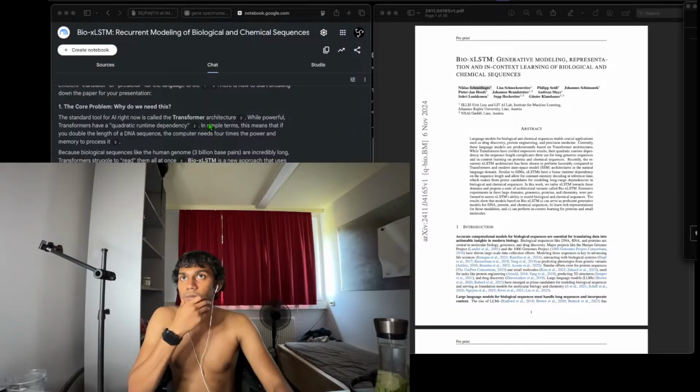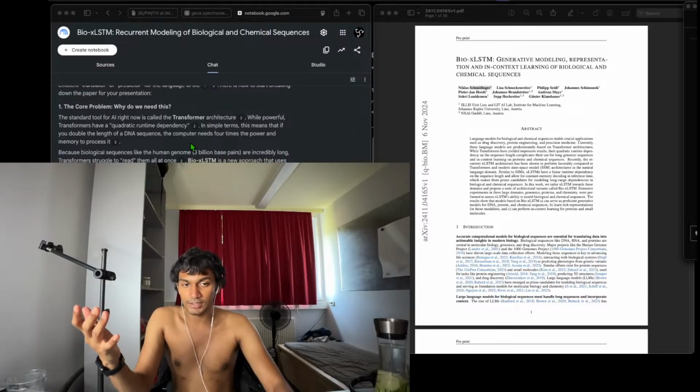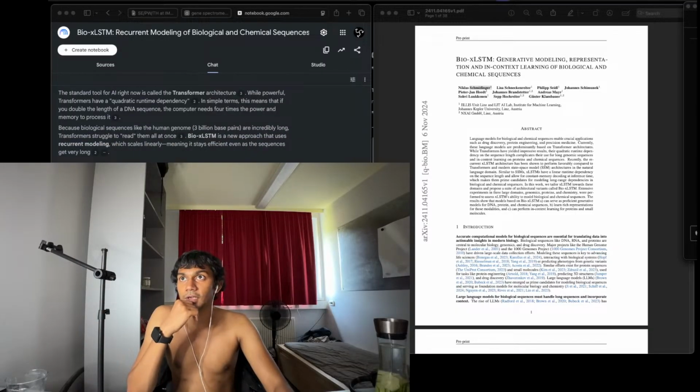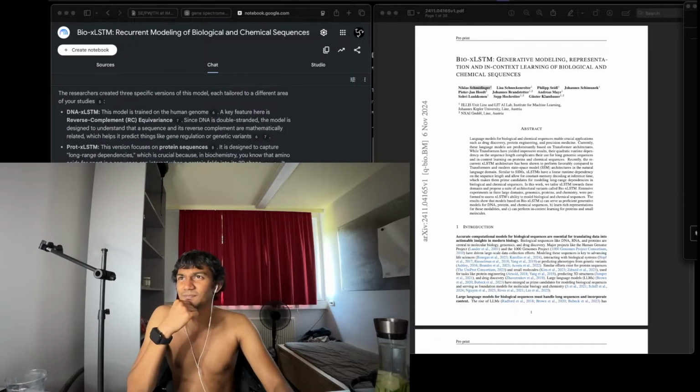It's called transformer architecture. While powerful, transformers have a quadratic runtime dependency. In simple terms, this means that if you double the length of the DNA sequence, the computer needs 4 times the power and memory to process it. Oh, okay, so the bigger the sequence, the more time it's gonna take. Makes sense.